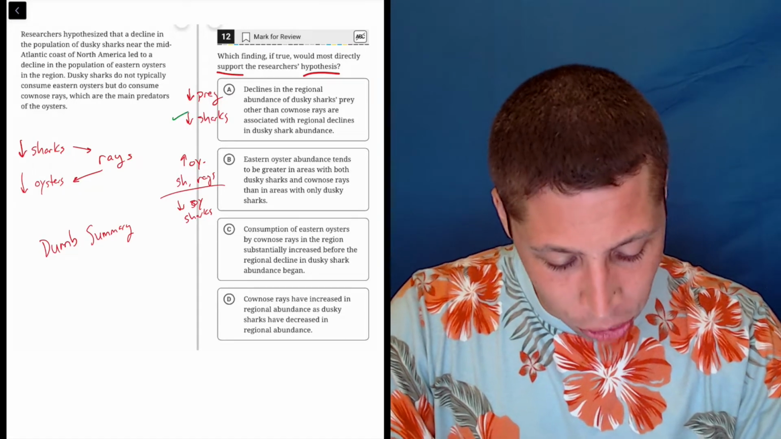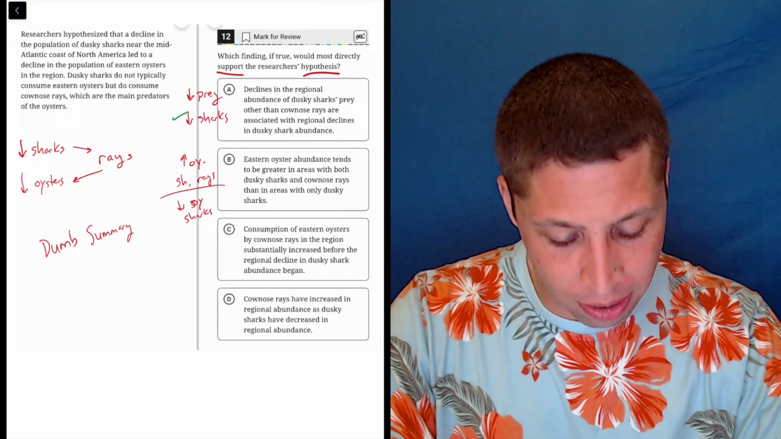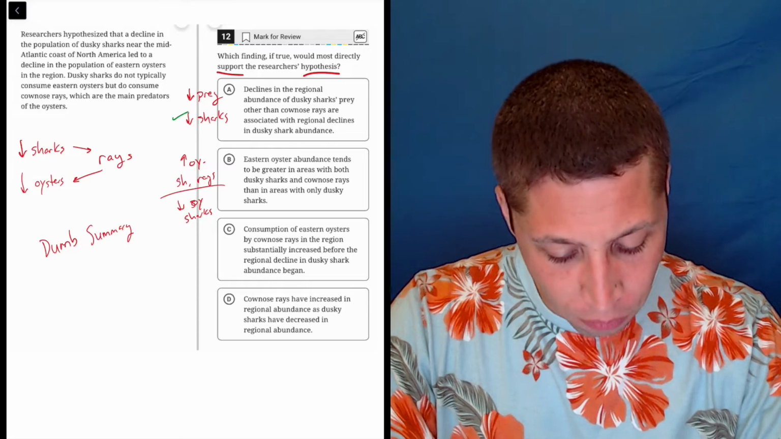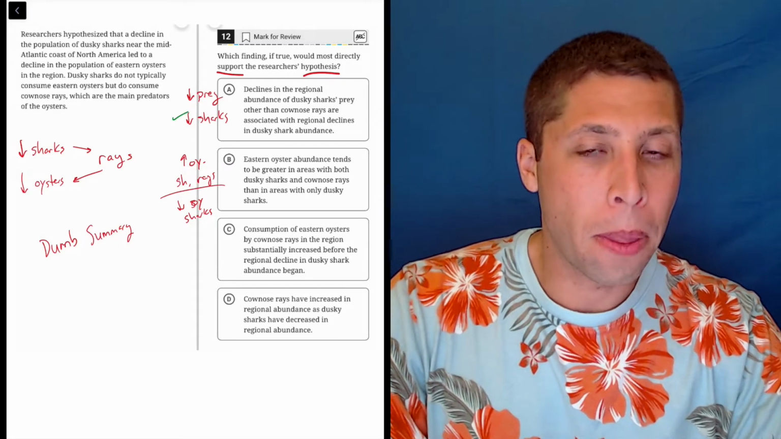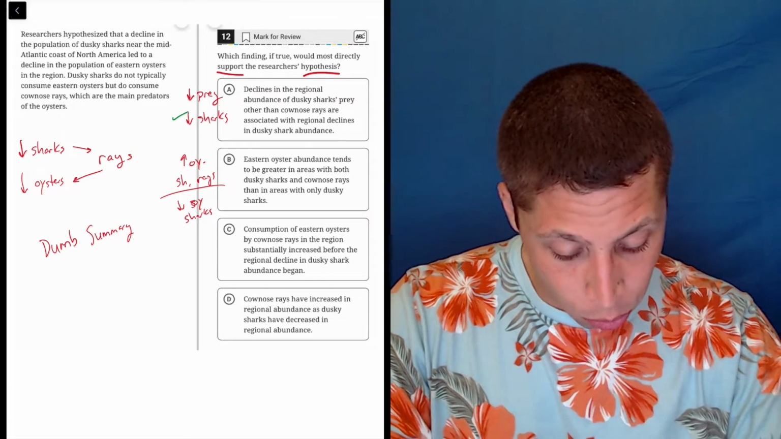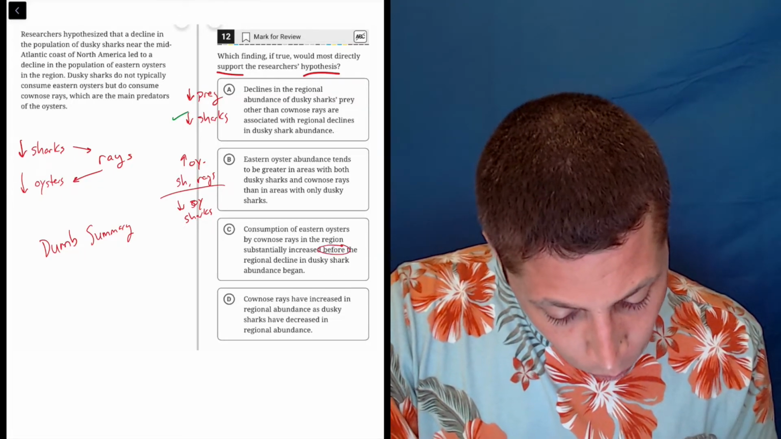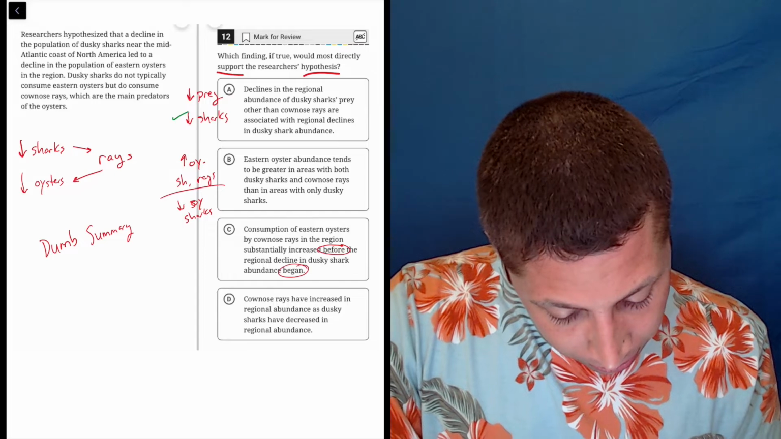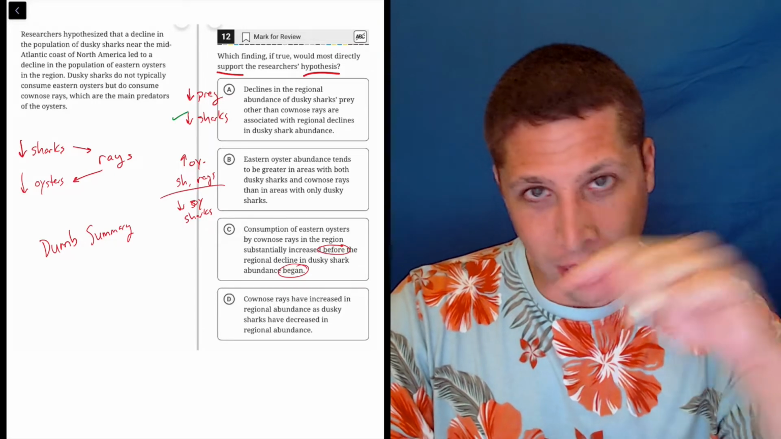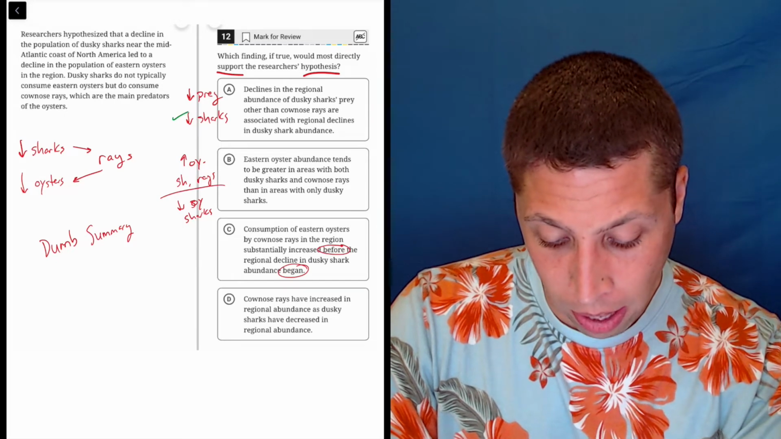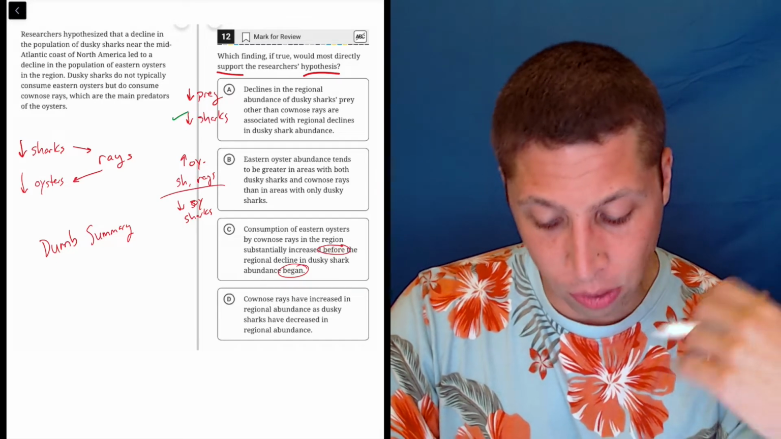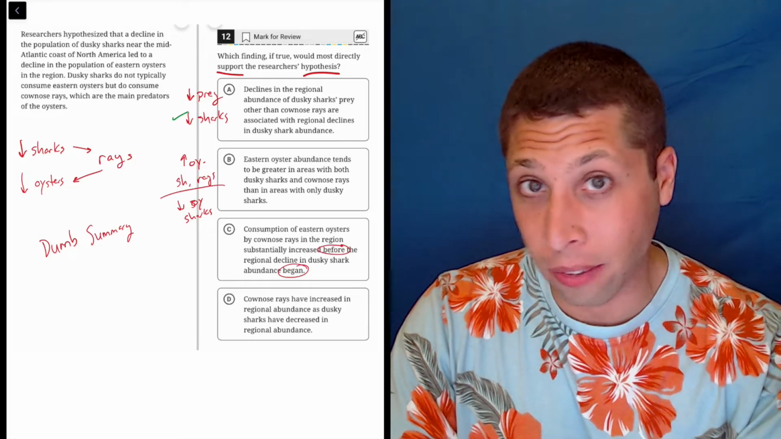Consumption of eastern oysters by cow-nose rays in the region substantially increased before the regional decline in the dusky shark abundance began. Well, the big red flag for me here is we're talking about time, right? Before, right? It's talking about things happening at various points, but I don't remember reading about the time going by. It's just saying things increase and decrease. I don't know when any of this stuff happened.